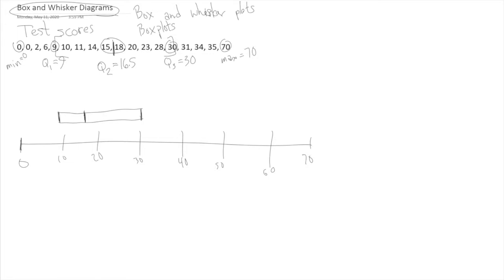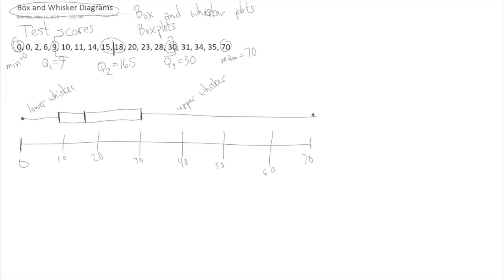And then the rest of what I have to do, I find the lowest point, 0 in this case, and then I draw a line connecting that point to the left side of the box. So this is the lower whisker. It's lower because on the left side the numbers are lower. And then on the right side, I do the same thing but for the highest point, 70 up here, and I connect it here. And so this is the upper whisker.